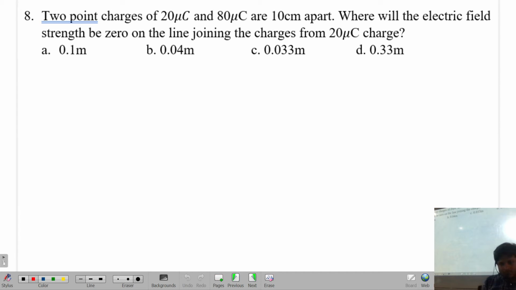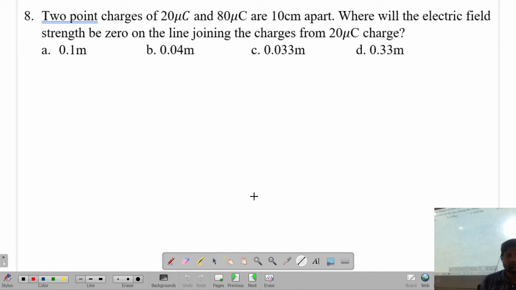8. Two point charges of 20 microcoulomb and 80 microcoulomb are 10 centimeter apart. Where will be the electric field strength zero on the line joining the two charges from the 20 microcoulomb charge? So now simple, yes or no?